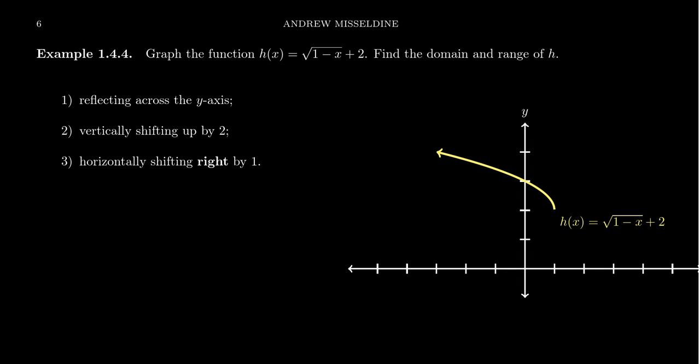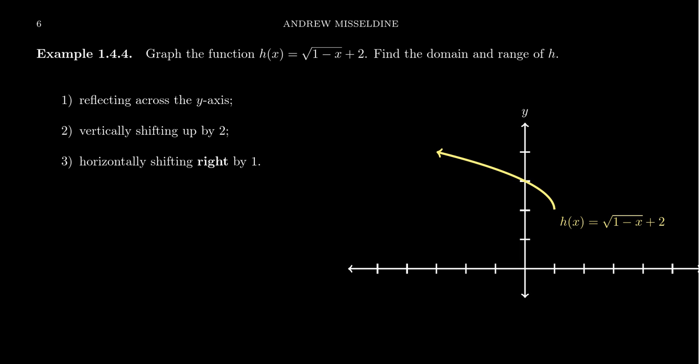In this video, we're going to talk about how to graph the function h of x equals the square root of 1 minus x plus 2. And we're also going to talk about the domain and range of this function. So the important thing to remember here is that this is going to be based upon the basic graph here.